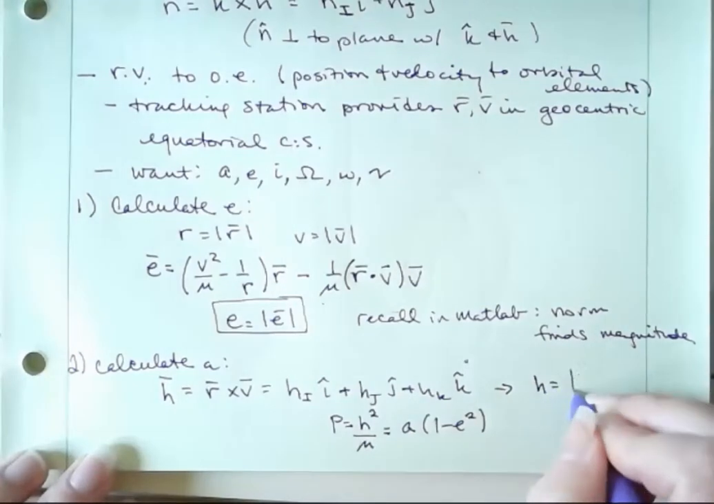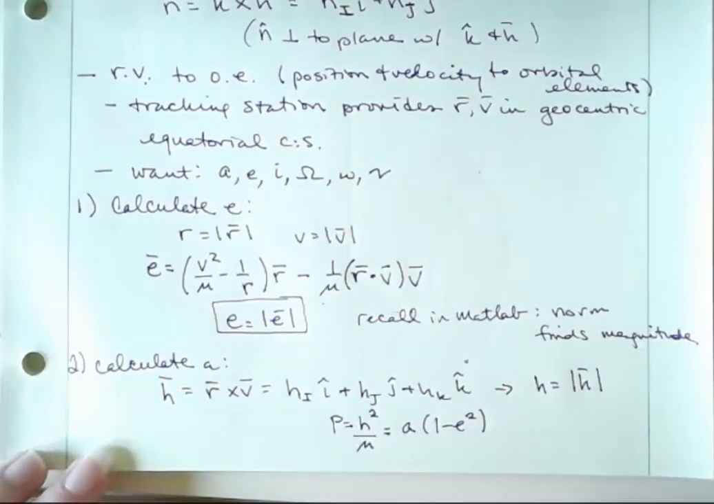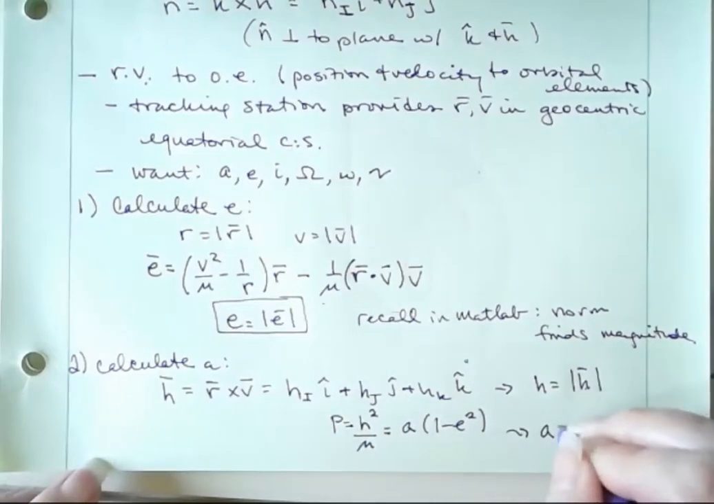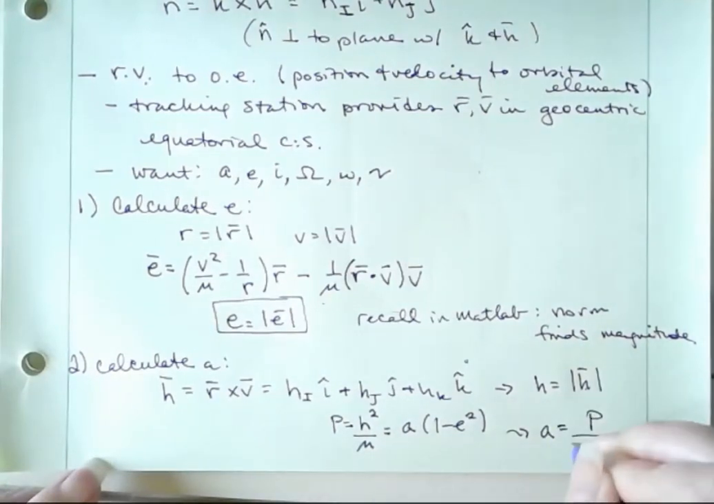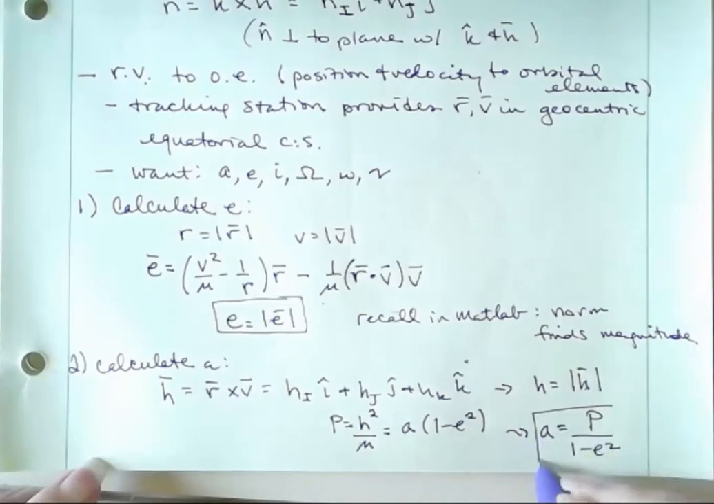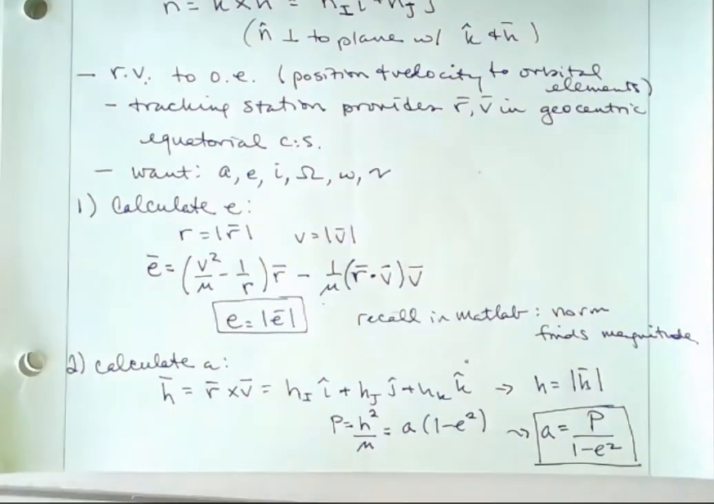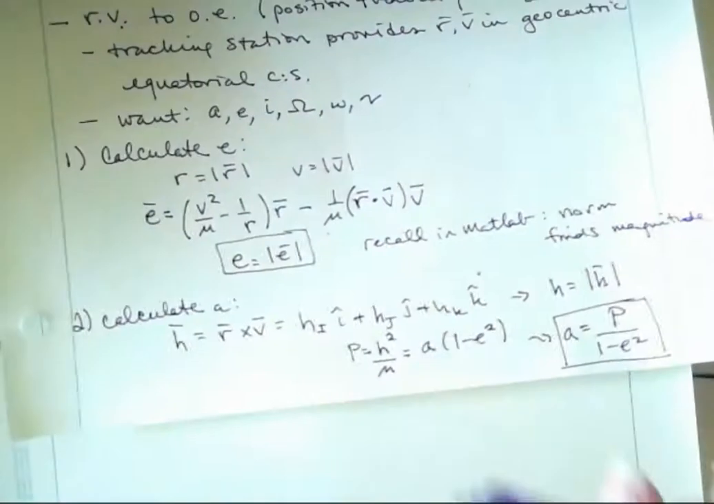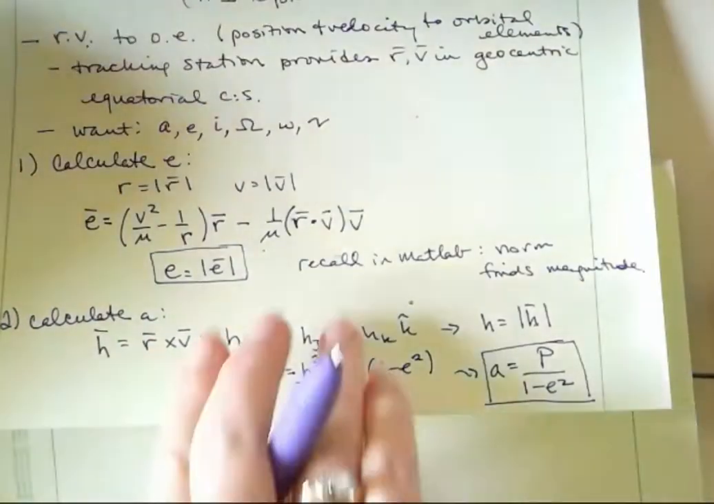So we're going to find the magnitude of h, and then you're just going to take that, plug it in here, and then solve that equation for a. So you're going to have p over 1 minus e squared. There's your equation for semi-major axis. Sorry you guys keep having to watch me mess with this paper. I just don't have enough room on this desk.